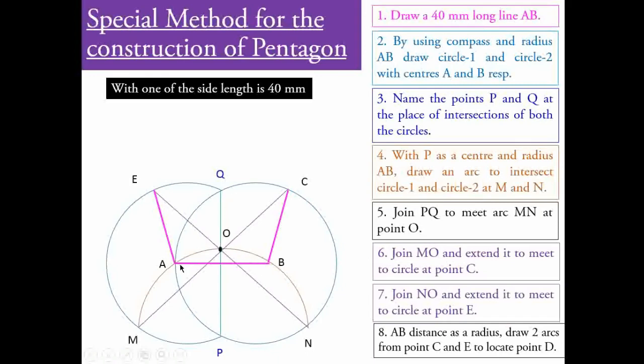For that, we can consider the AB distance as the distance in the compass, or B to C, or A to E. All these three lines have the same length, but as per the procedure we will consider A to B as the distance in the compass. Points C and E will be the new centers, and we have to draw two arcs on the upper side. The intersection of these two arcs will be the fifth point of the pentagonal structure, and that point will be point D. You can observe here, and this creates the pentagonal structure by using the special method.